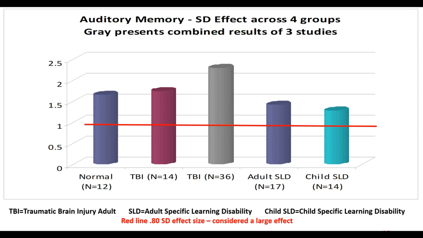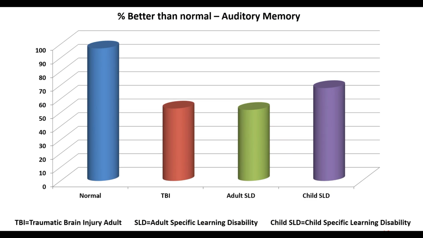If you look at auditory memory effects, this is the standard deviation effect across the 4 groups. The gray in the middle for the traumatic brain injury represents the results of 3 studies with a fairly substantive sample size of 36. But you can see all the groups, all 4 groups, normal, TBI, adult and child specific learning disability, all showed significant improvements in the auditory memory. Were they better than normal after the treatment? Yes. All groups were substantially better than the normal reference group.